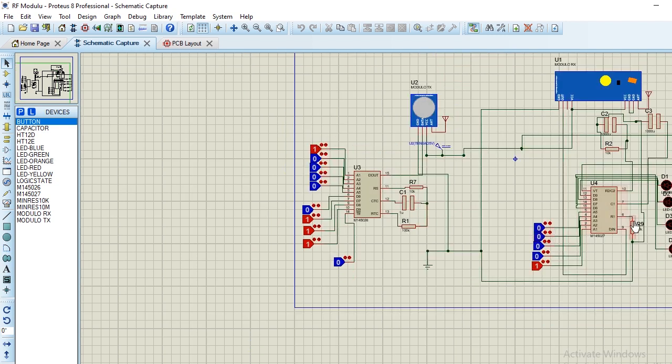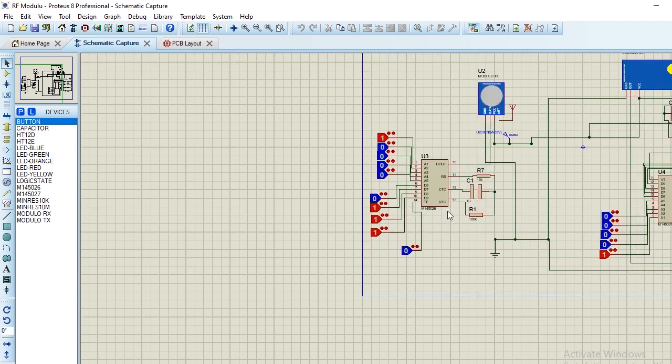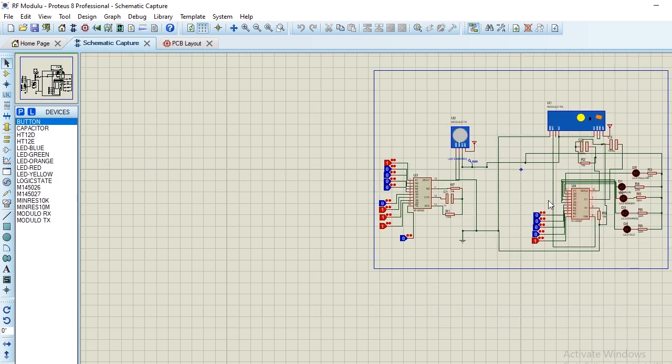Let's go to the decoder side. Look at it. This is the VT. I know this wire will be confusing, but this VT is this signal. I connected this LED in reverse so that once the encoder signal is low, this LED will not be on, but once I send a high signal, the LED will be on.